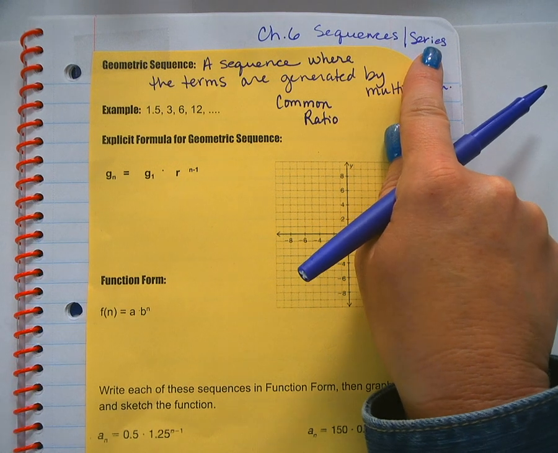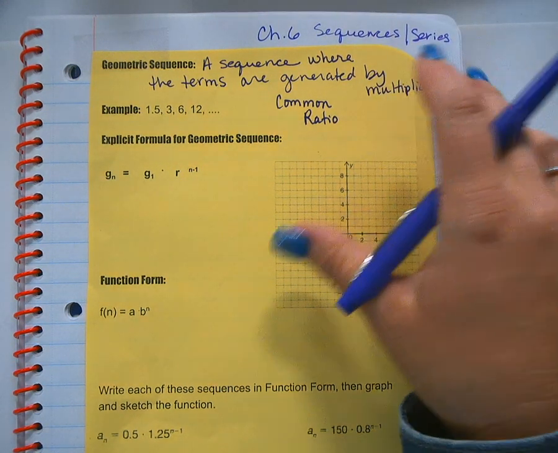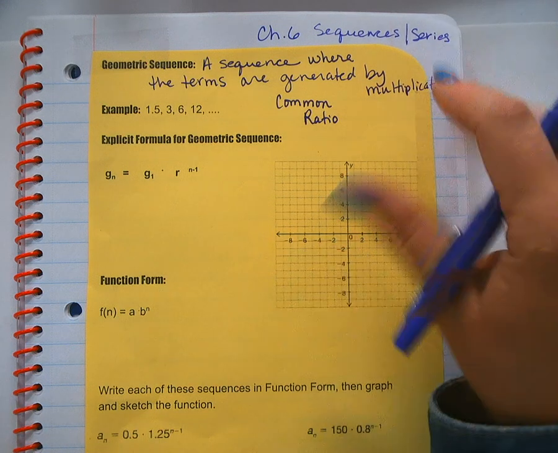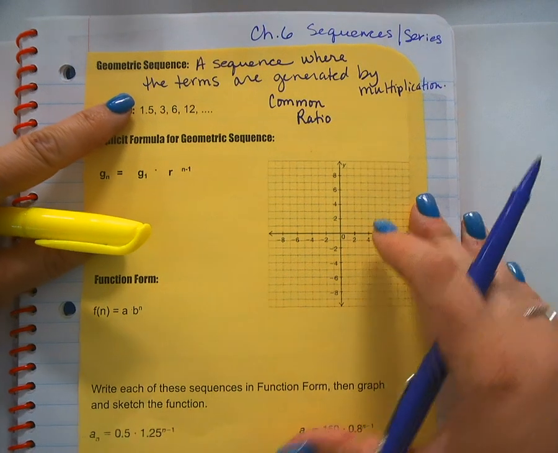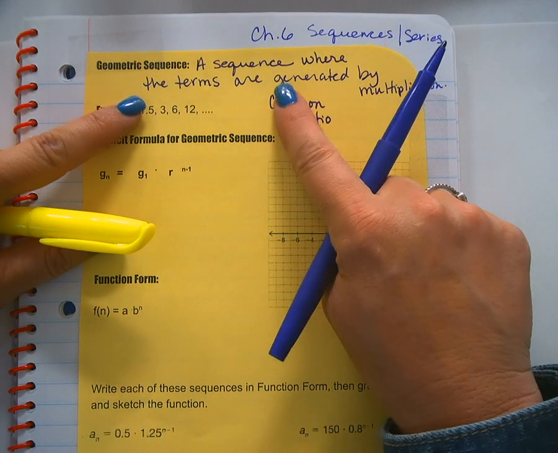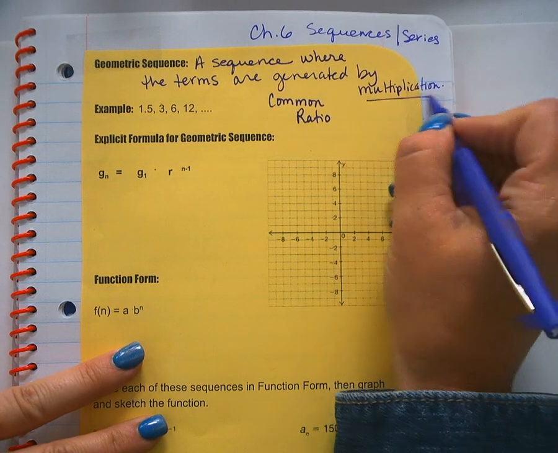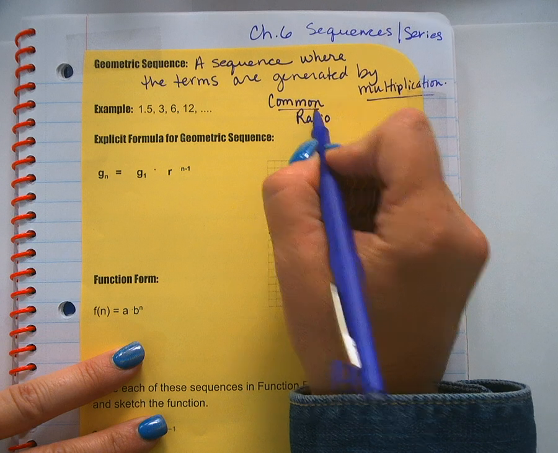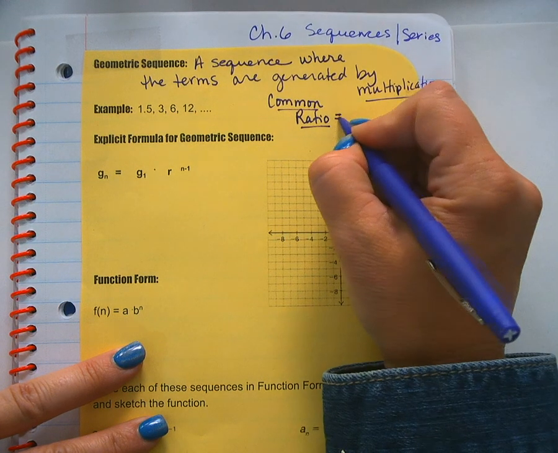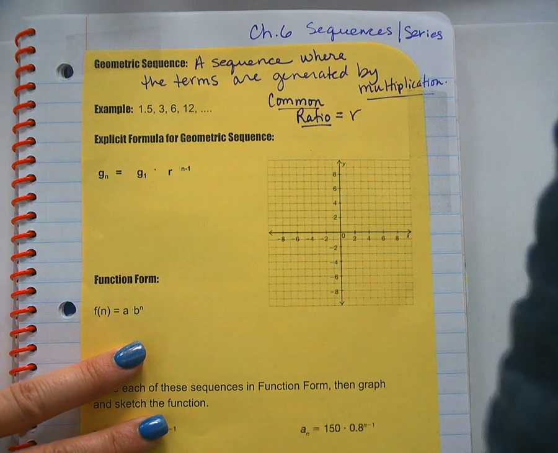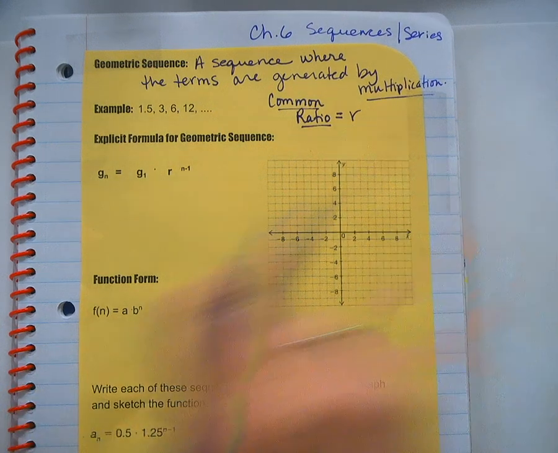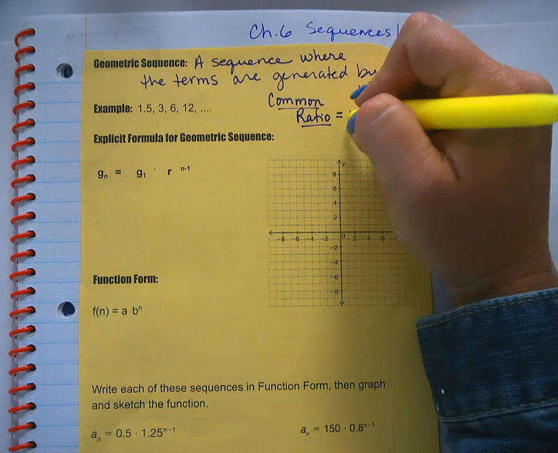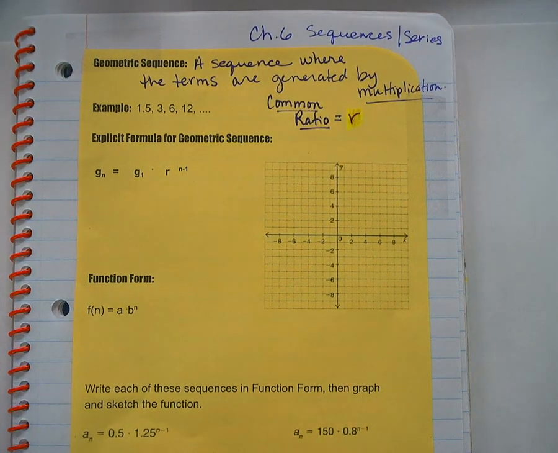You can get into it through Mathia. You can also take a look at the topics in our textbooks. But geometric sequence is a sequence where the terms are generated by multiplication. And what we multiply by every time is called our common ratio. And we call that our R value. So in our formula, the common ratio is going to be our R value.